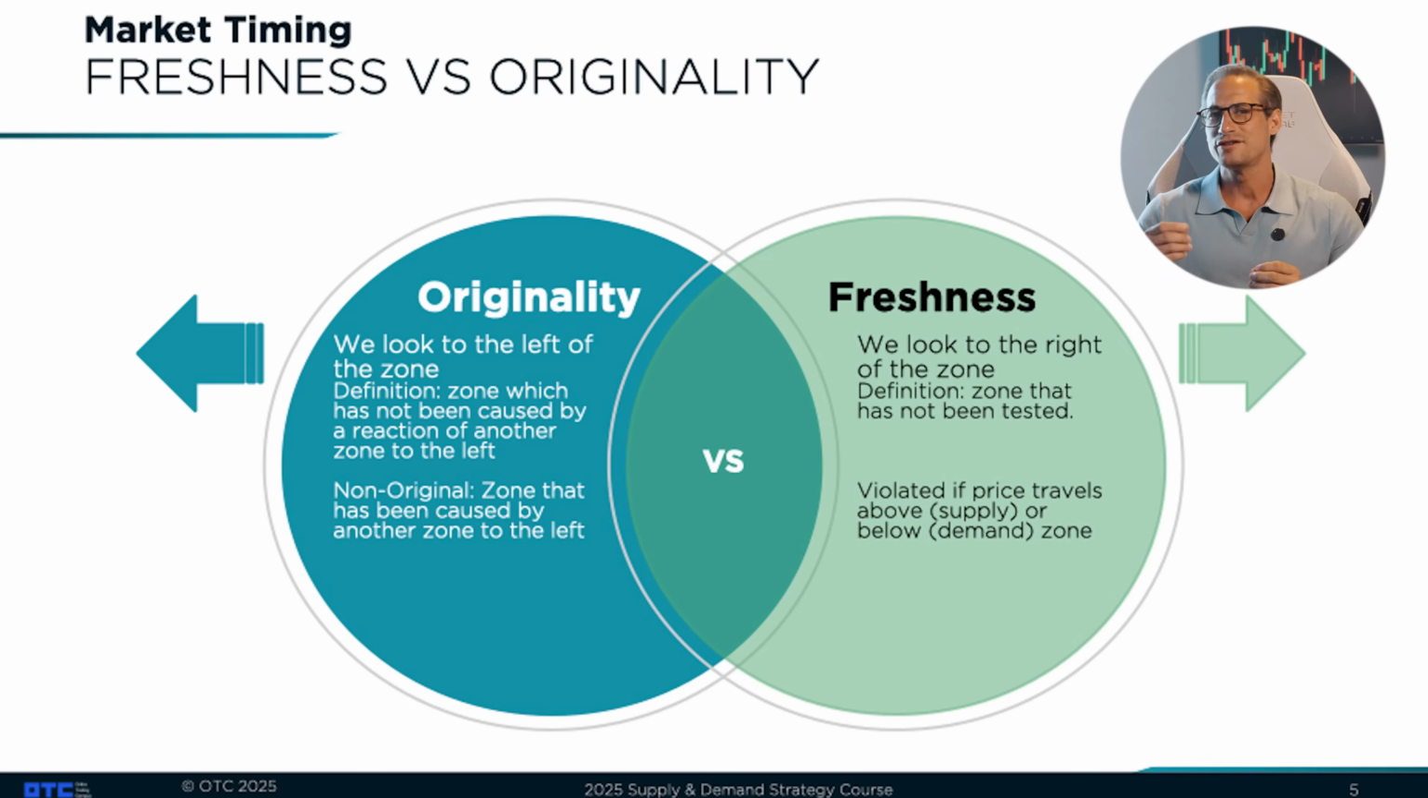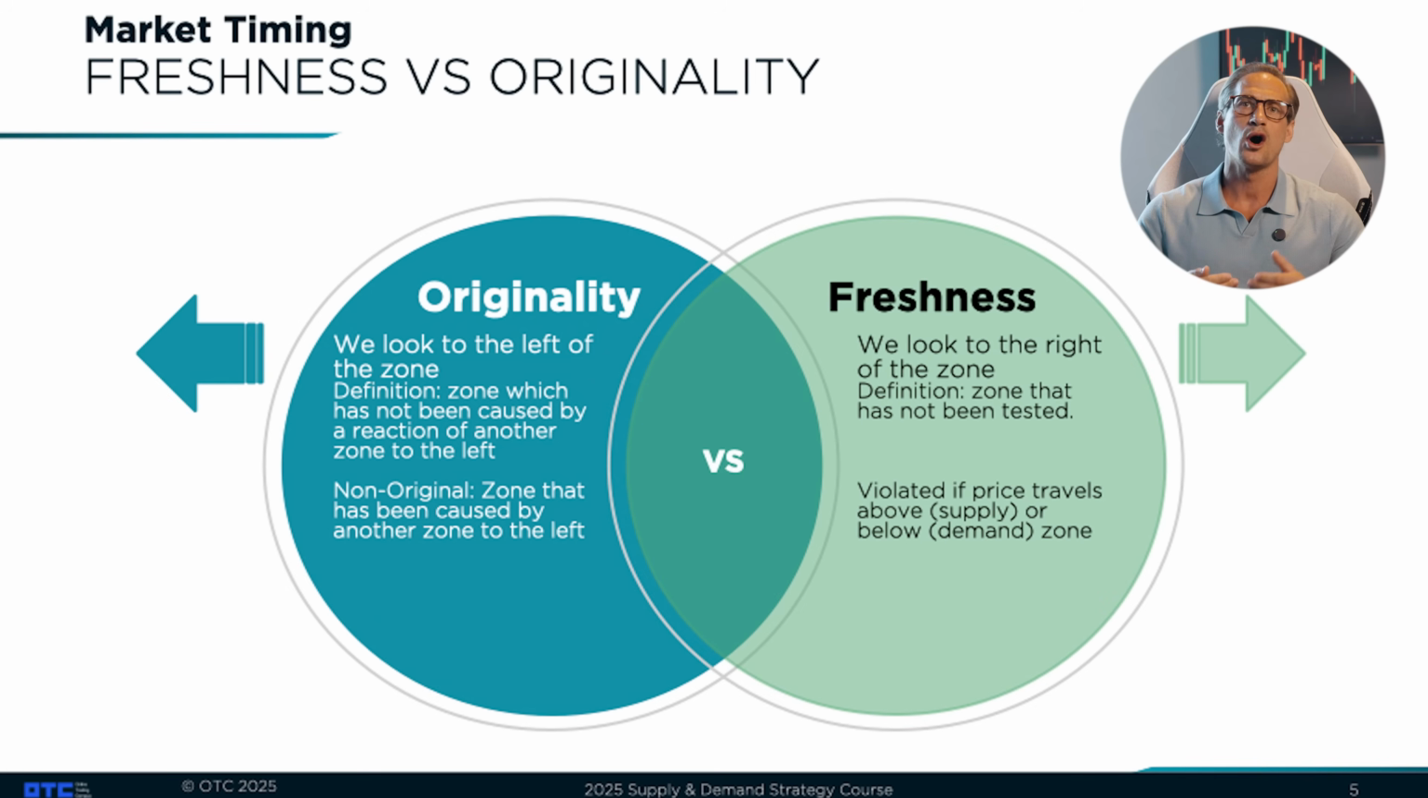Let's start by recapping freshness. A zone is fresh when price has not tested it yet. To determine this, we always look to the right of the zone. If price has never returned into the zone, whether we use the preferred or wider version, it's considered fresh. A zone becomes violated the moment price moves through it.